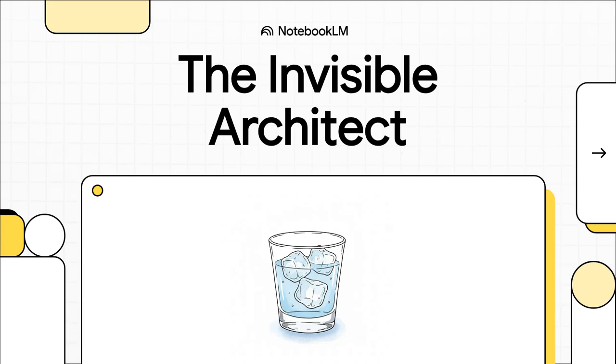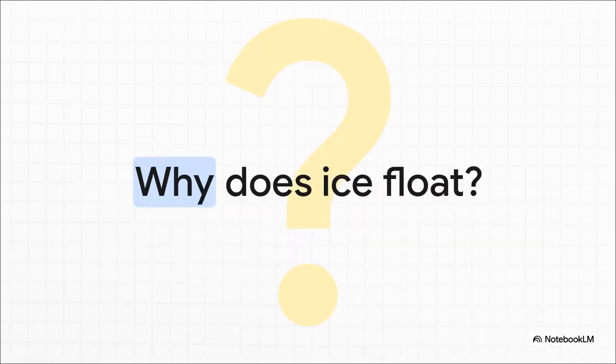Welcome to This Explainer. Today, we're diving into the invisible, microscopic architect that secretly dictates the physical properties of our everyday world. So, let's start with a totally everyday mystery that most of us probably never even question. Why do ice cubes float at the top of your glass instead of sinking right to the bottom? It's something we literally see all the time, but the physics behind it? Actually pretty rare in the universe.